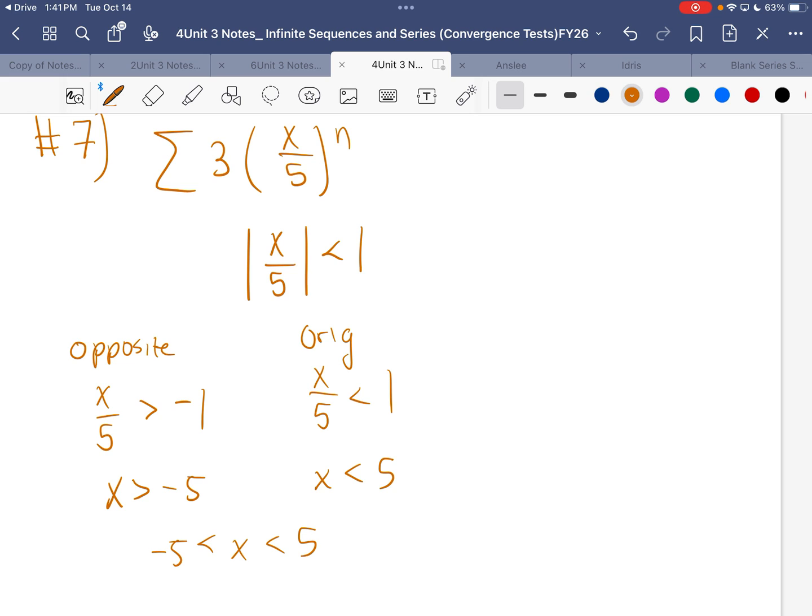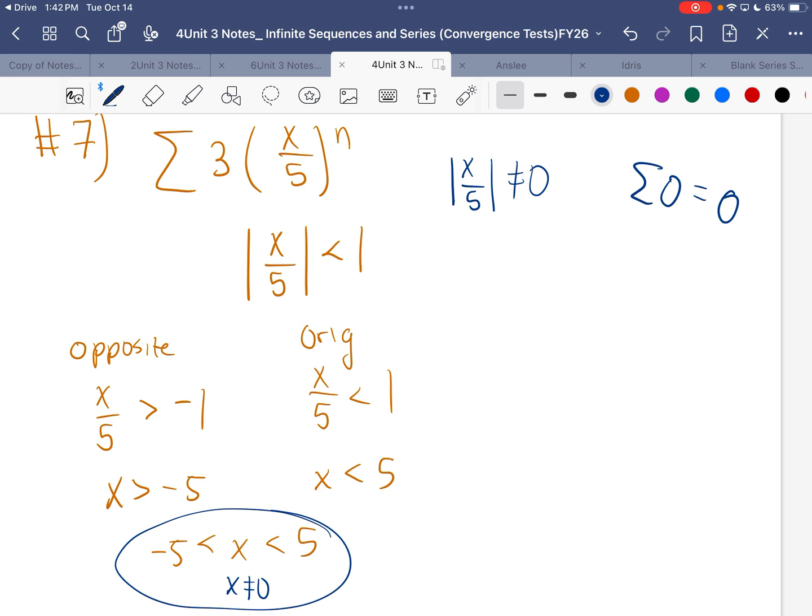But in order for it to converge, it also means that absolute value of x over 5 cannot be 0, because if it were 0, it would just be a constant. The sum of 0 is equal to 0. And I guess you could think of that as converging, but that's just not even a sum. That's just a number. So what would not be allowed to have happen? X can't equal 0. So it's from negative 5 to 0. Wait, so then do we get to choose any number? No, the answer is from negative 5 to 5 without x being 0. That is all the values of x that would make this convergent.